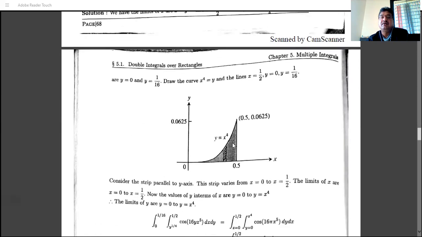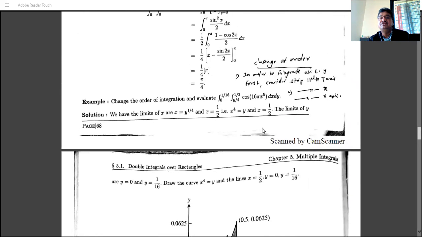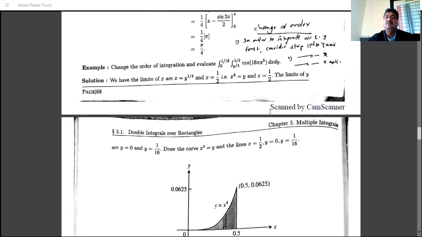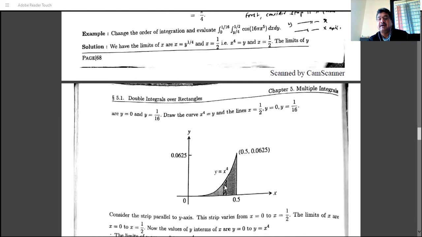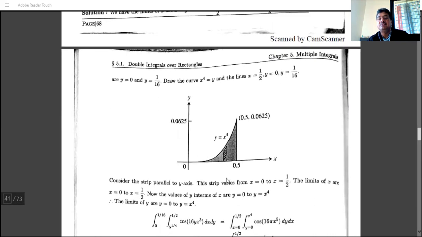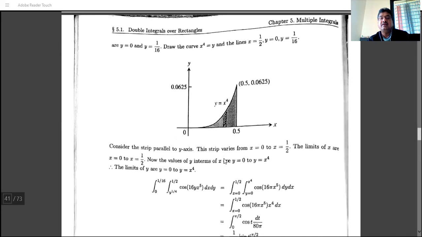So this shaded portion is the area of integration, the region of integration. Then we have to change the order. Here the integration is with respect to x first, and now we have to integrate with respect to y first. So in order to integrate with respect to y first, take a strip parallel to the y axis. So this integration is equal to, instead of dx dy, write dy dx, and then the limits.